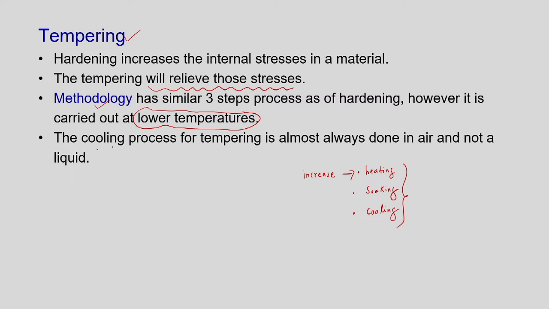And the cooling which we are carrying out in the tempering operation is always done in air, not in liquid. We are not cooling the part in water or any oil. We are cooling the part in air itself. So these are the two differences between hardening and tempering. First is the maximum temperature, and the second one, the medium of cooling. In hardening, we are using water or oil. In tempering, we are using air for the cooling operation.